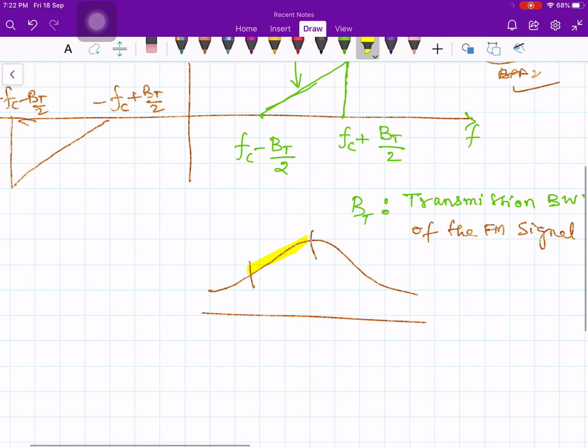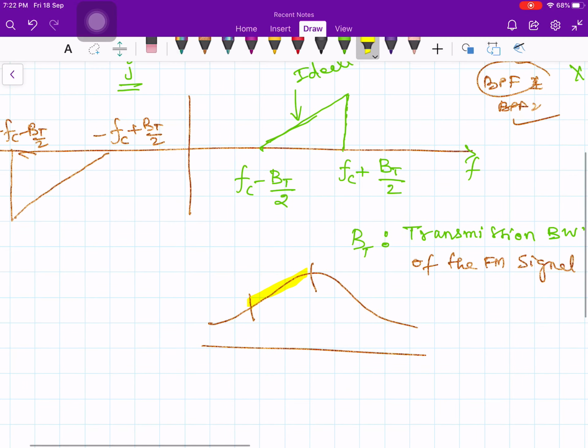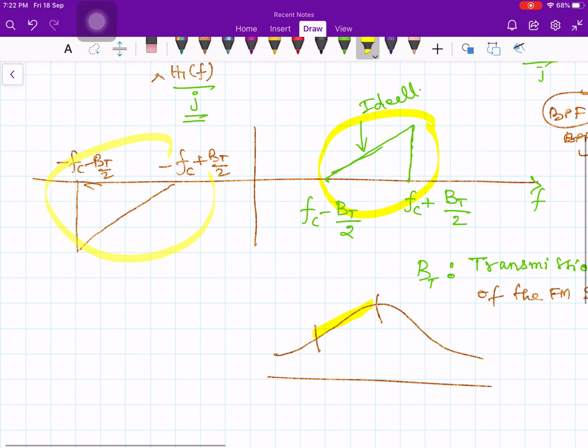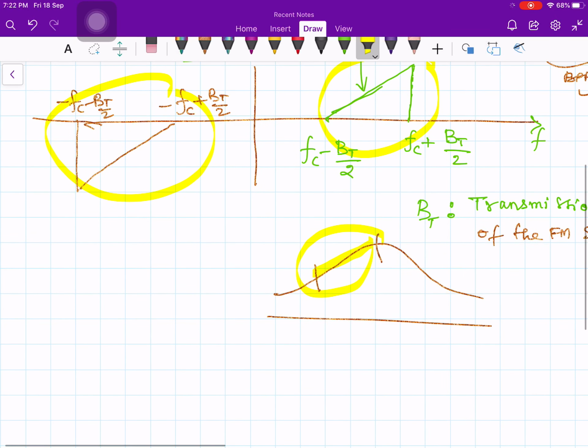Okay, and I am idealizing that as if I have a filter with these characteristics. Basically, therefore, we need to analyze the behavior of this filter, followed by an envelope detector. Recall from your previous lecture, we have a bandpass filter followed by an envelope detector for your FM discrimination.